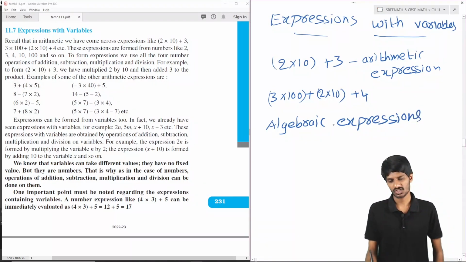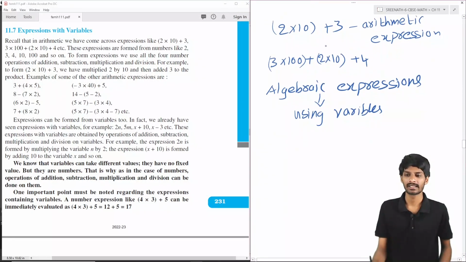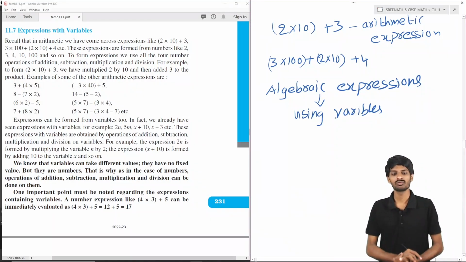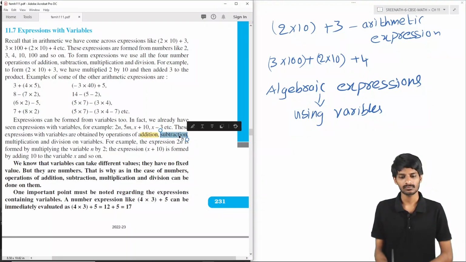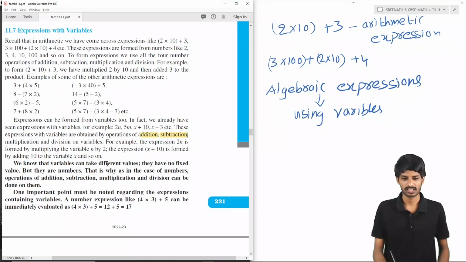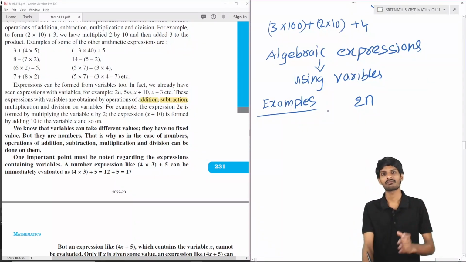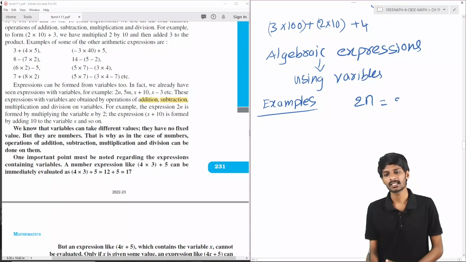Now maybe we can form algebraic expressions too. How are algebraic expressions formed? We will form them using variables. Here we are using numbers; there we are using variables plus numbers, and we do operations like addition, subtraction, multiplication on the variable, students. For example, at the very beginning we took 2n: the number of L's formed is equal to 2n. So it is an algebraic expression. It is written as 2 into n.